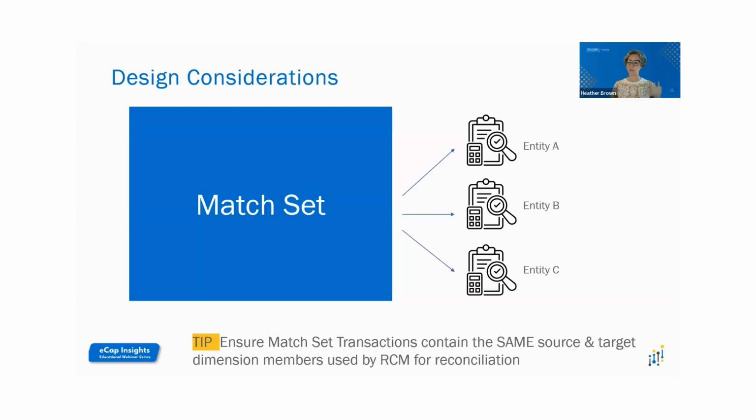You don't actually have to display those dimensions in transaction matching. And specifically, that means you don't have to include them in your data set definitions. They just need to be included in your data source definitions so that the data resides in the underlying tables. If the transactions are not configured with the proper source and target dimension members, your transaction matching transactions will not map correctly to RCM using the standard integration.